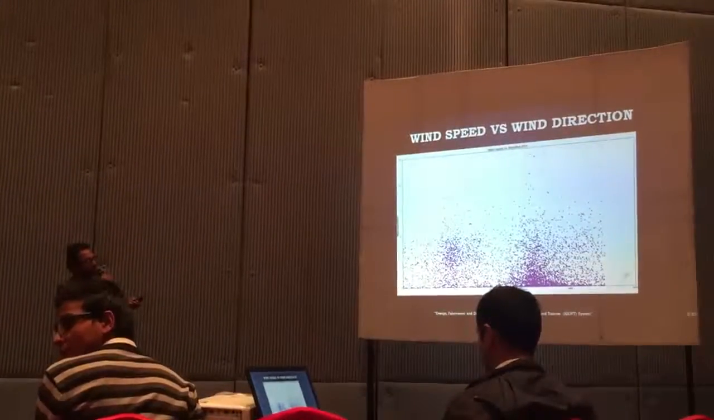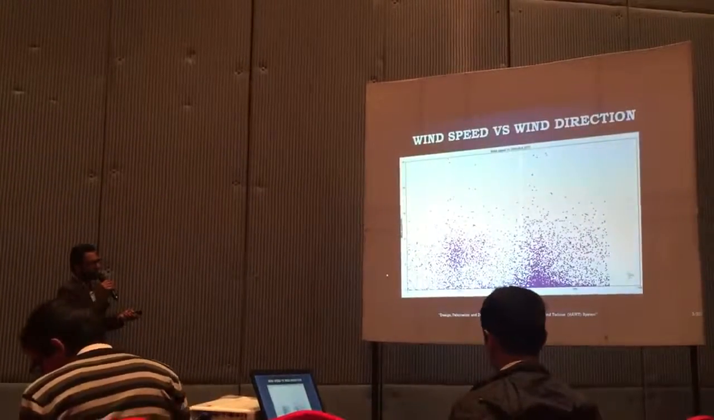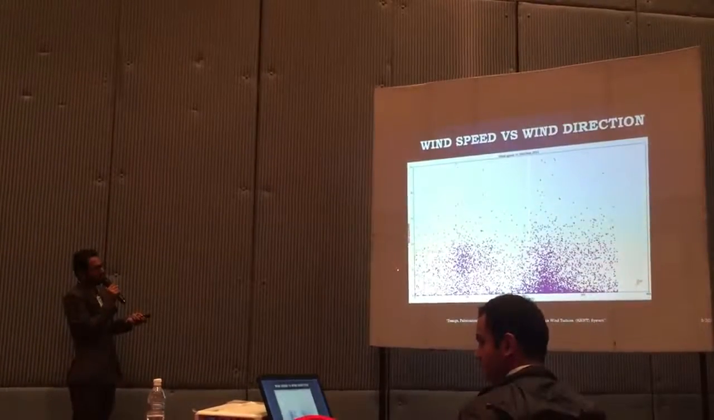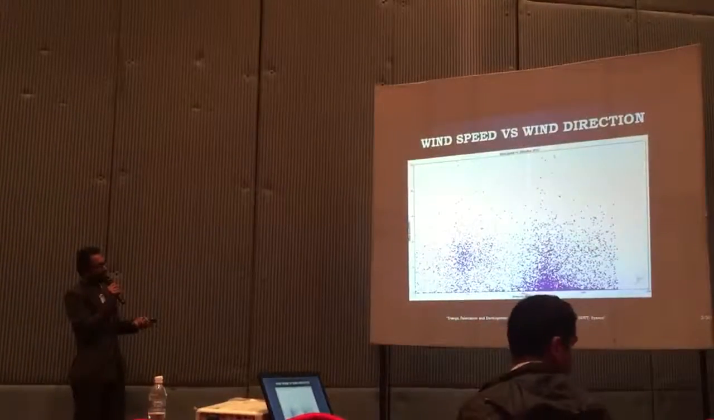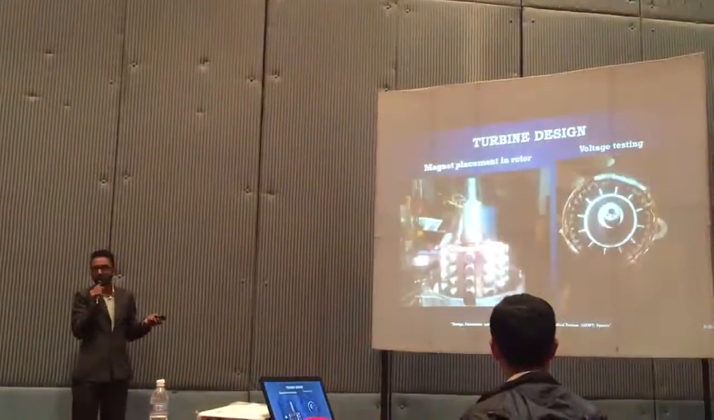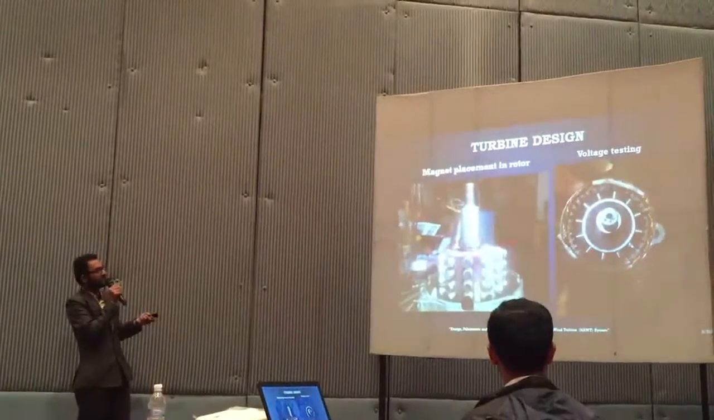So this is the wind speed versus wind direction analysis. As you can see, as told, 6 to 7 meters per second is the maximum wind speed, at around 247 degrees. So these are some of the figures we have designed for the tower.